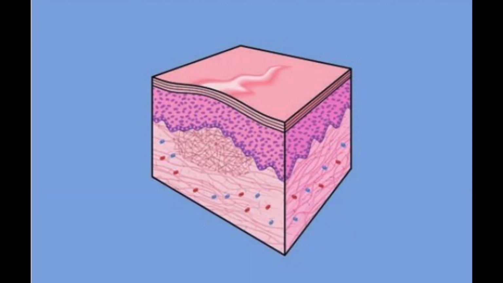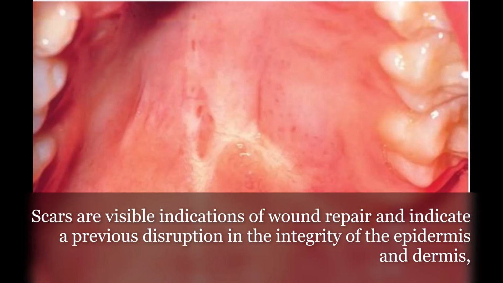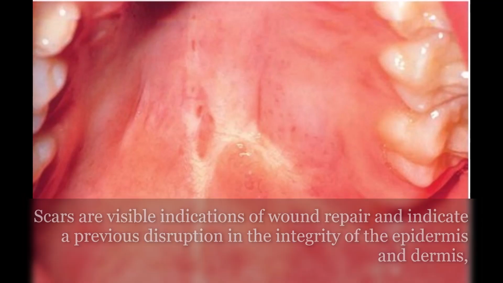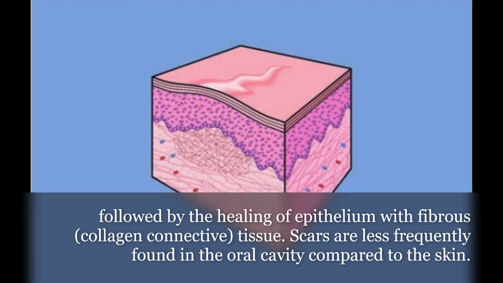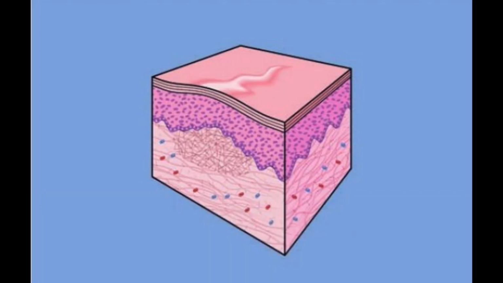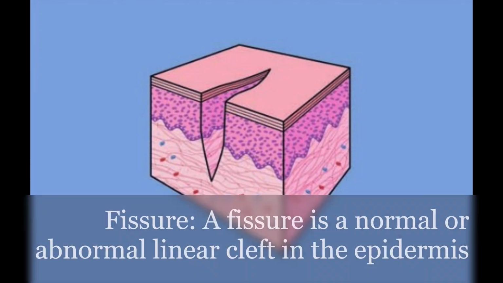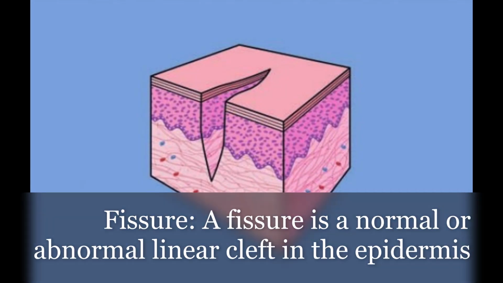Scar. A scar refers to a permanent mark or cicatrix that remains after a wound has healed. Scars are visible indications of wound repair and indicate a previous disruption in the integrity of the epidermis and dermis, followed by the healing of epithelium with fibrous, collagen-connective tissue. Scars are less frequently found in the oral cavity compared to the skin.